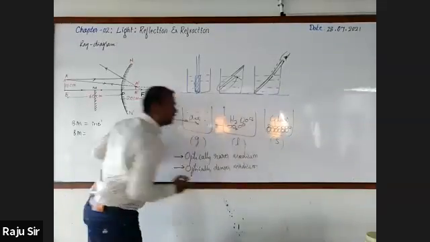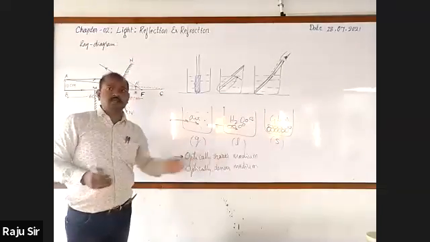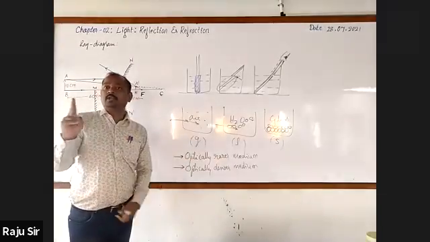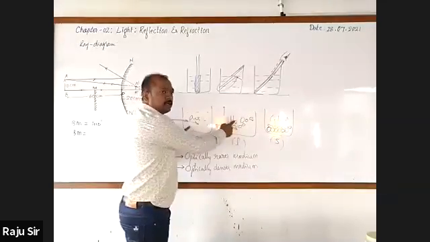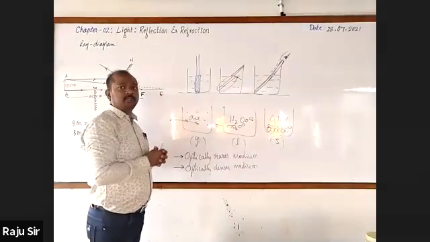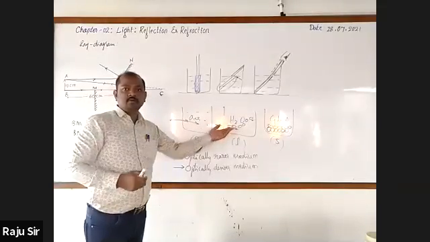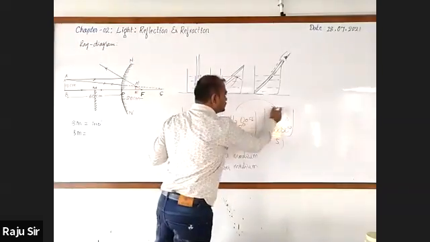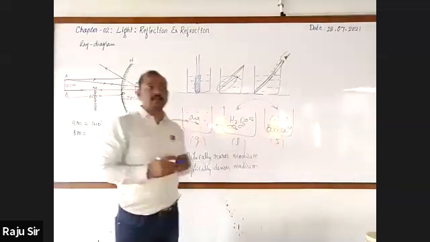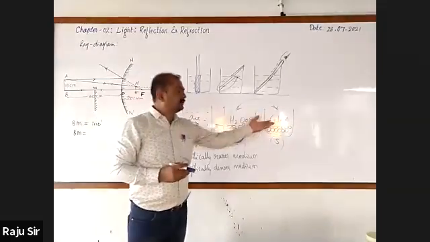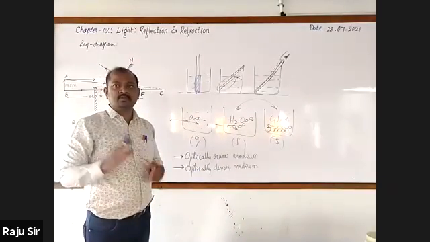When we are using these words, optically rarer medium and denser medium, we consider only two media. If you take air and water, which is the optically rarer medium? Air. And when you take water and glass, which is the rarer medium? Water is rarer. Water is rarer, glass is denser. Got it?